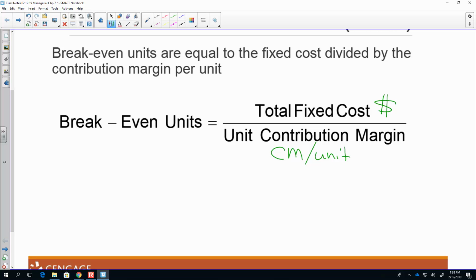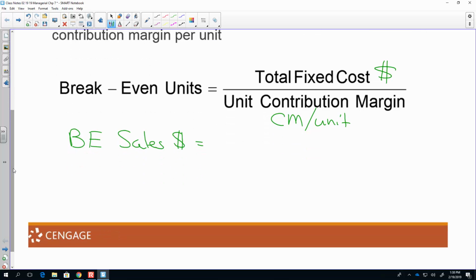And we also learned last Thursday that we can modify this formula and say, what is my break-even point in sales dollars? The top doesn't change, right, guys? It's still fixed cost in dollars over, what's the bottom number, though? Contribution margin what? Ratio. Excellent.